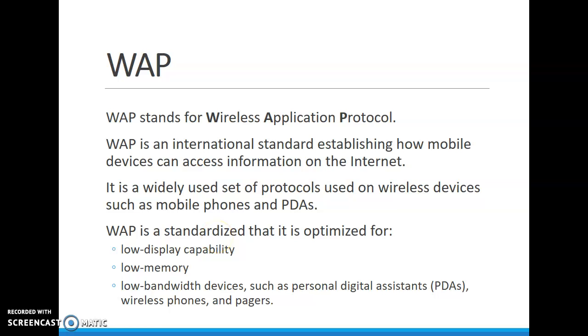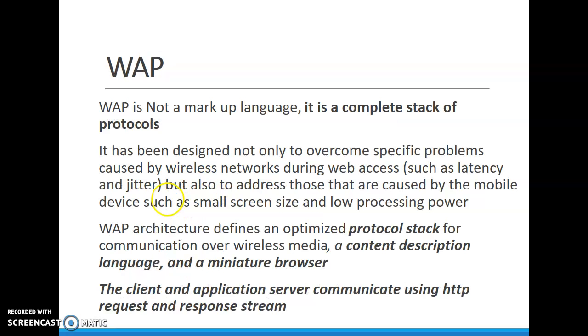Next we discuss WAP, which is known as Wireless Application Protocol, an international standard for accessing information over a mobile. It is a set of protocols used on wireless devices, and it is standardized. It is a standard optimized for low display capability, low memory, low bandwidth devices such as personal digital assistants, PDAs, wireless phones, and pagers.